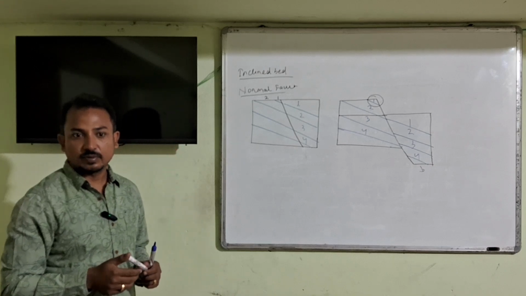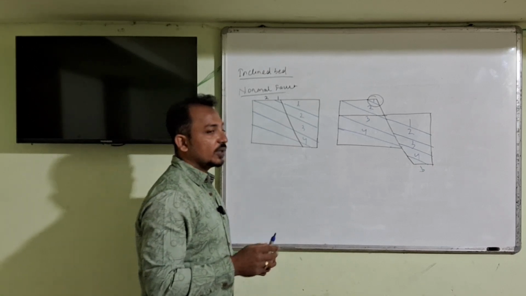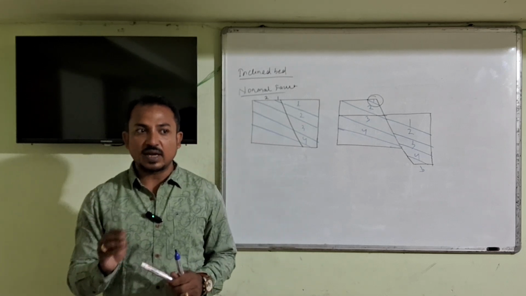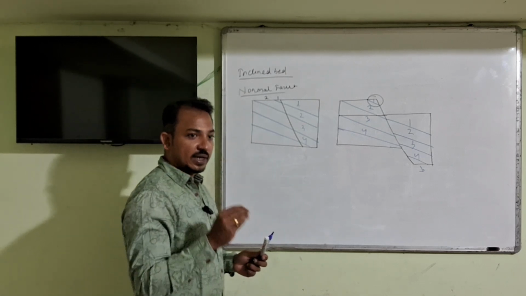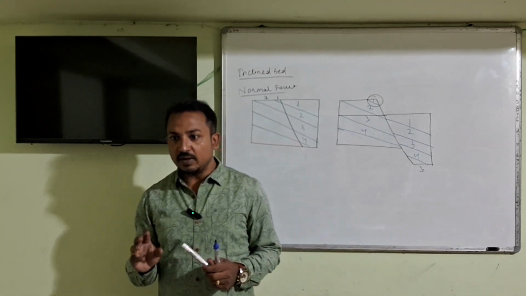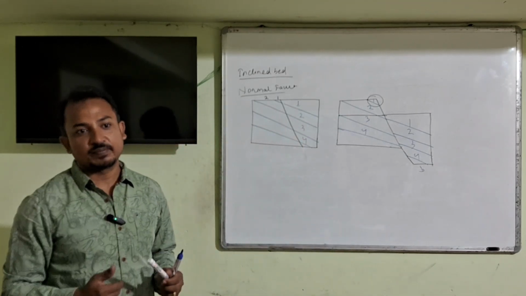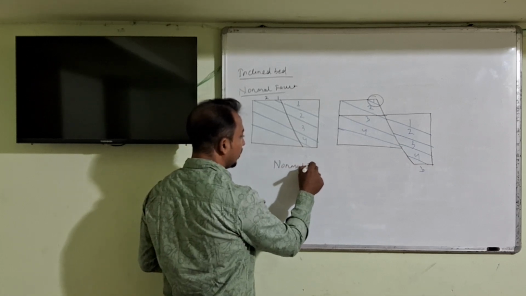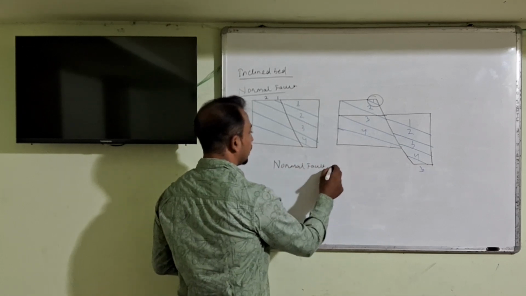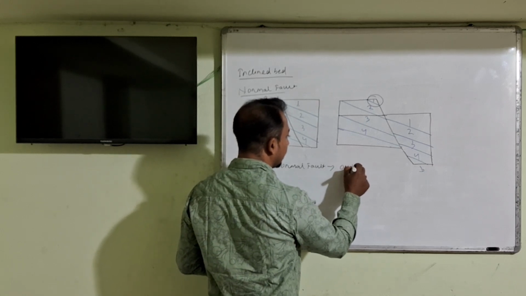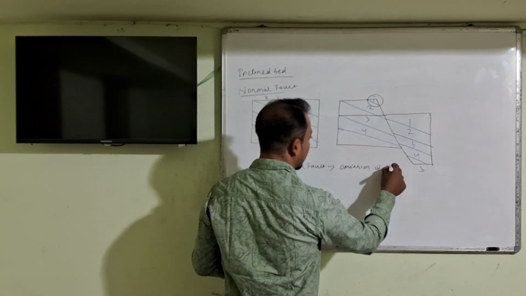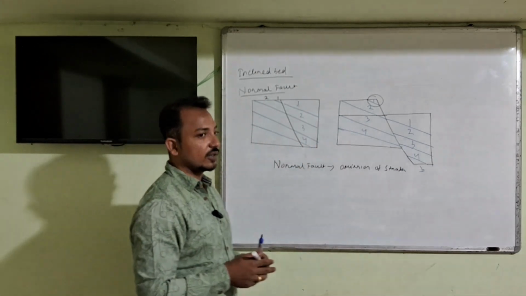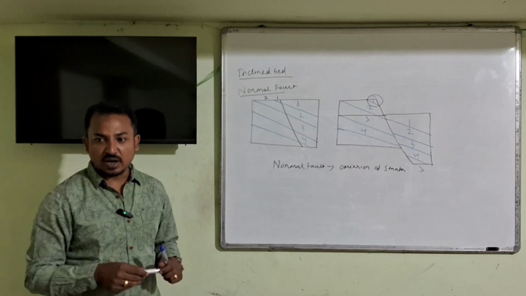Right. So here we will not determine whether it is a normal fault or a reverse fault. You just have to know, in case of an inclined bed, if a normal fault happens, there is a chance of omission of strata. That's why a normal fault produces omission of strata. It is a characteristic of a normal fault.